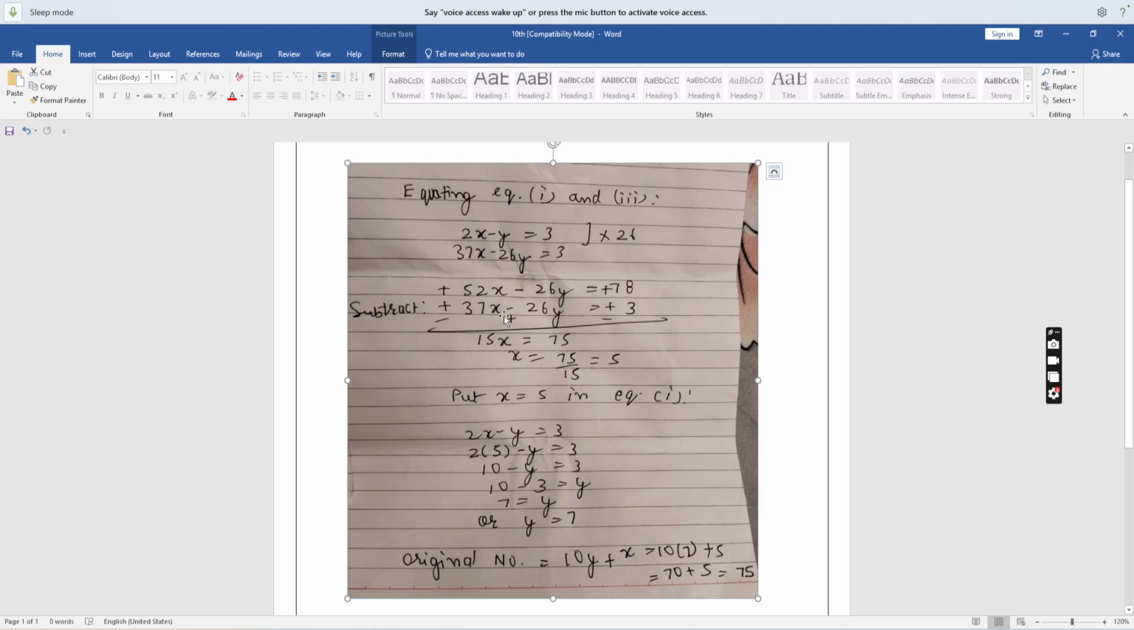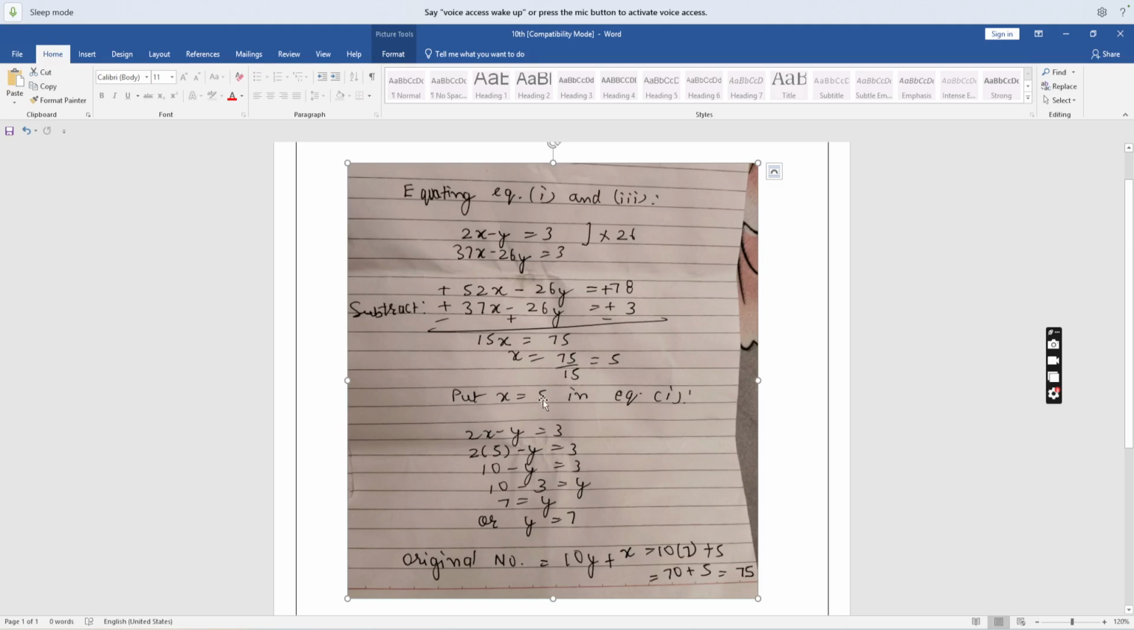Now we are going to subtract, because here the sign of the coefficient of y and their values are also the same. So when it is having the same coefficient, then we are going to subtract. So plus, plus becomes minus, plus and minus is minus. So 52 minus 37 is 15x. Minus 26 plus 26 is equal to 0, so we are going to cut it. Plus 78 minus 3 will give us plus 75, because this plus is converted into minus, this minus is converted into plus, and this plus is converted into minus, because we subtract what is written here. So x is equal to 75 upon 15, that is equal to 5.